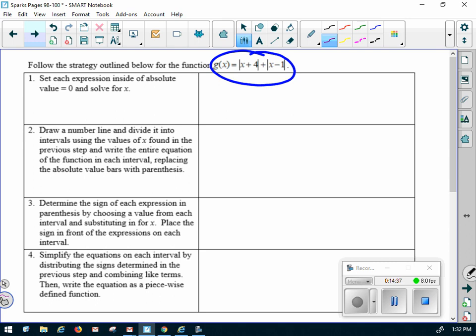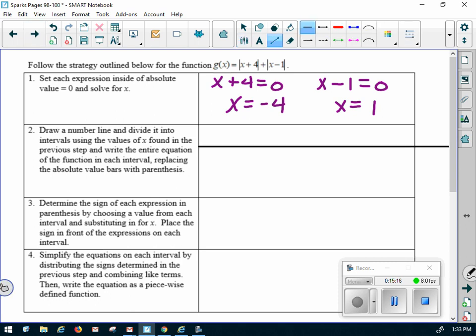Now let's try it on this bad boy. It's not any harder. All right. Set each expression inside the absolute value equal to 0 and solve for x. What's inside the absolute values? X plus 4 and x minus 1. Solve for x. Those are the two numbers you're going to put on your number line. So step 2 is draw your number line.